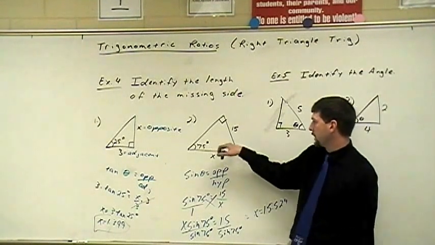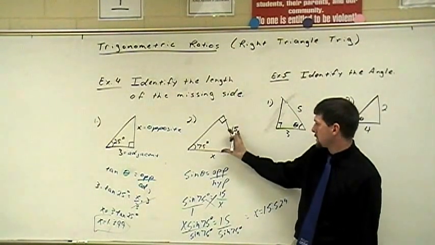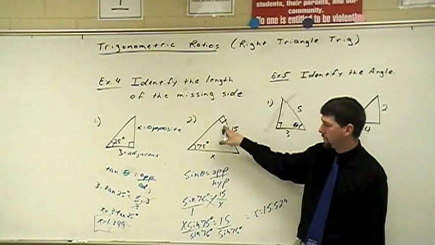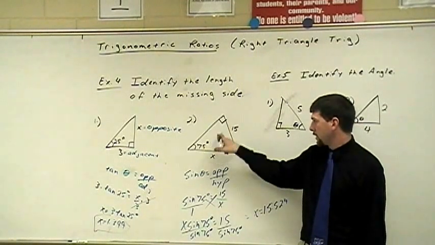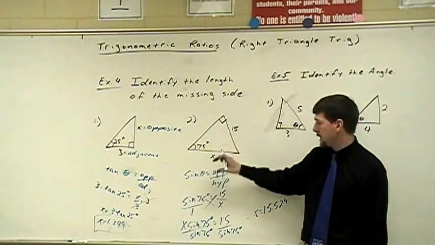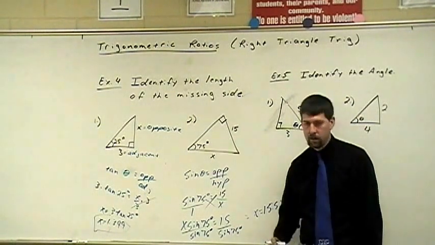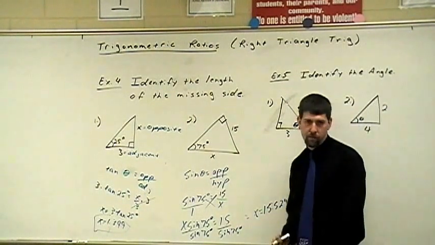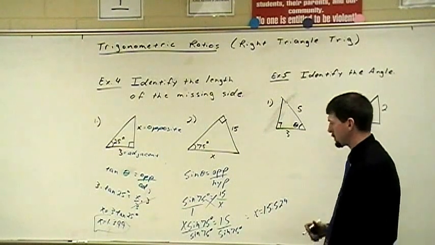Because this is going to be 15, so this is going to be a very, very small side. So these sides are going to be very close, because 75 and 90 are very close to each other as far as size. So the sides opposite should be very close to each other. So that's why 15 and 15.529 are so close to each other.